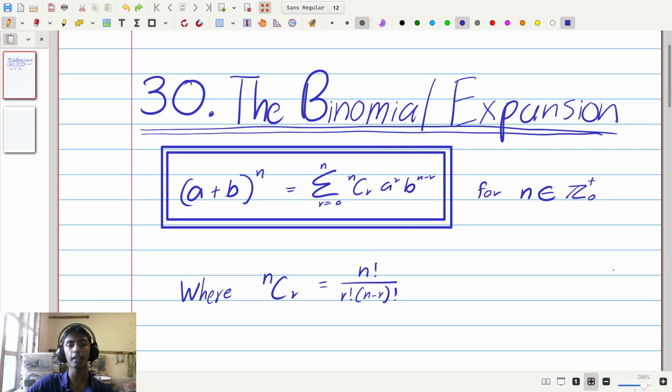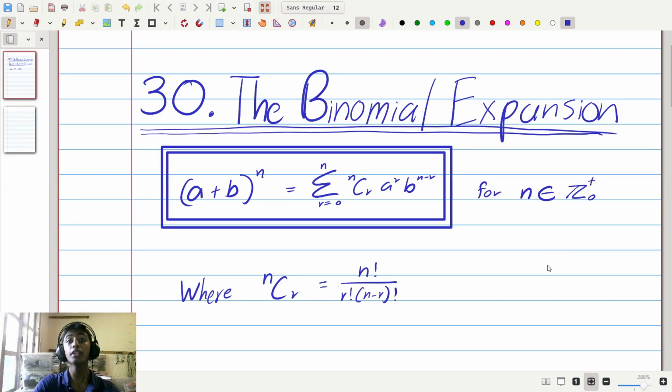It states that a plus b when raised to some power n is equal to the sum of terms from r equals 0 up to n of n choose r times a to the power of r times b to the power of n minus r, for n being an element of the positive integers inclusive of 0, where this n choose r term is equal to n factorial divided by r factorial times n minus r factorial. If you want to learn more about the choose function, click this video on the top right here.